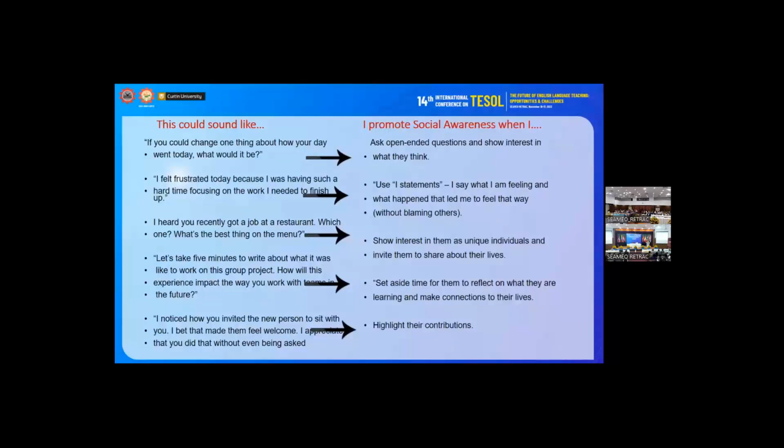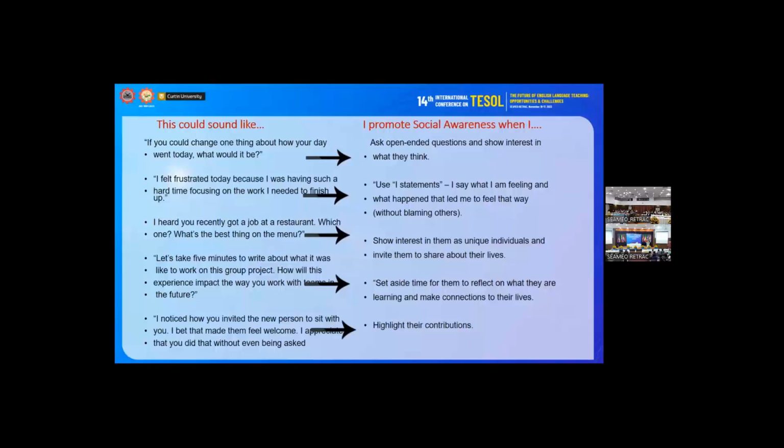And then they recommend that the teacher use I statements. I say what I am feeling and what happened to lead me to feel the way I did without blaming others. So you can say, oh, I feel frustrated today because I was having such a hard time focusing on my work I needed to finish up. An I statement, taking responsibility for our feelings.